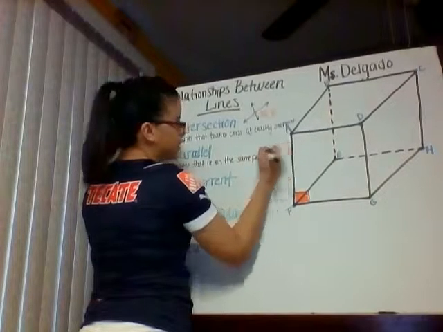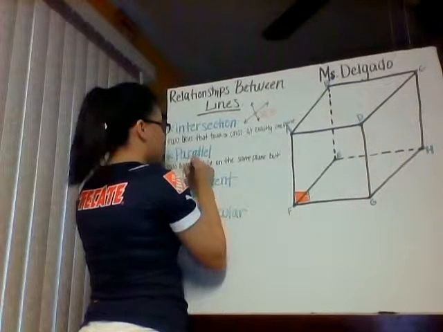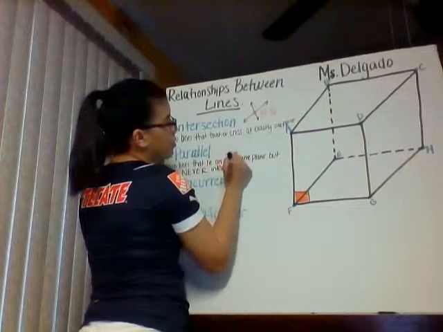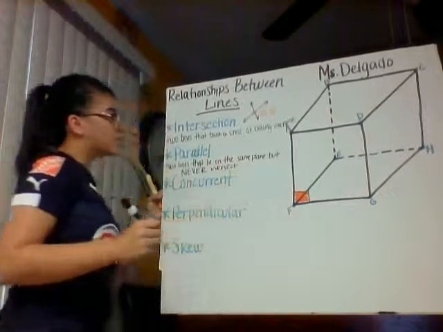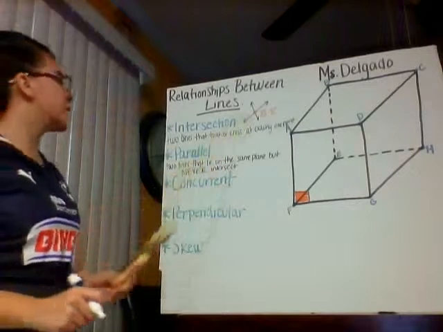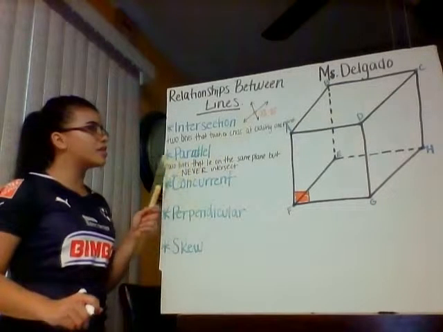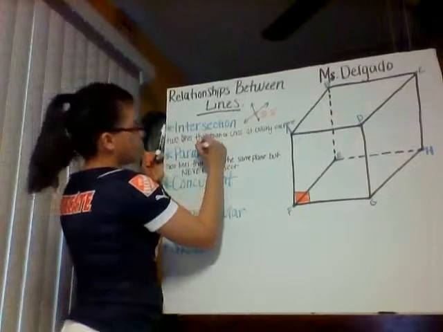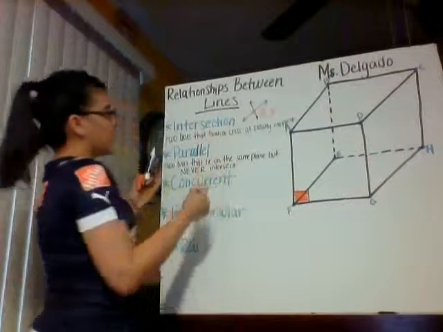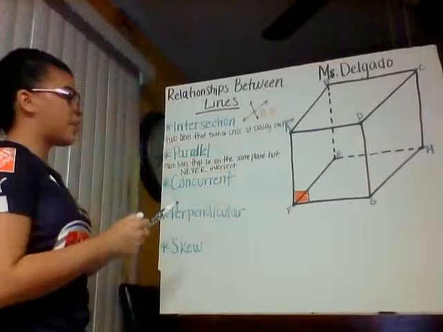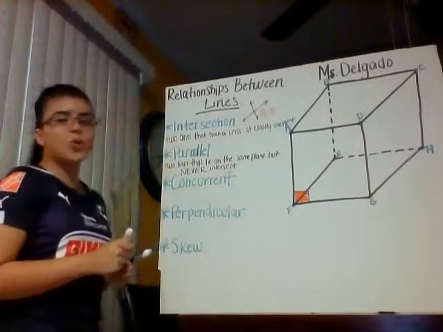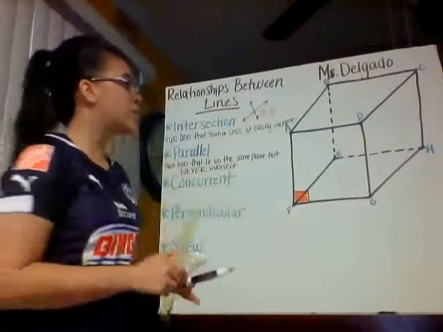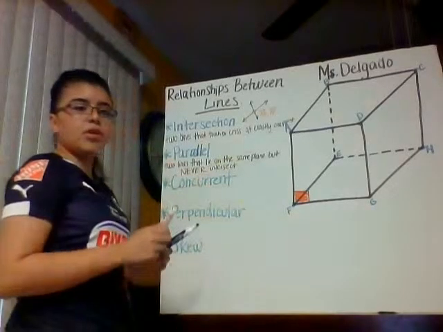So parallel lines are two lines that lie on the same plane but never intersect. So unlike these lines, parallel lines, and you can remember that by the two L's in the middle, parallel lines, the L's, just like parallel lines, are never going to intersect. So they are never going to meet.